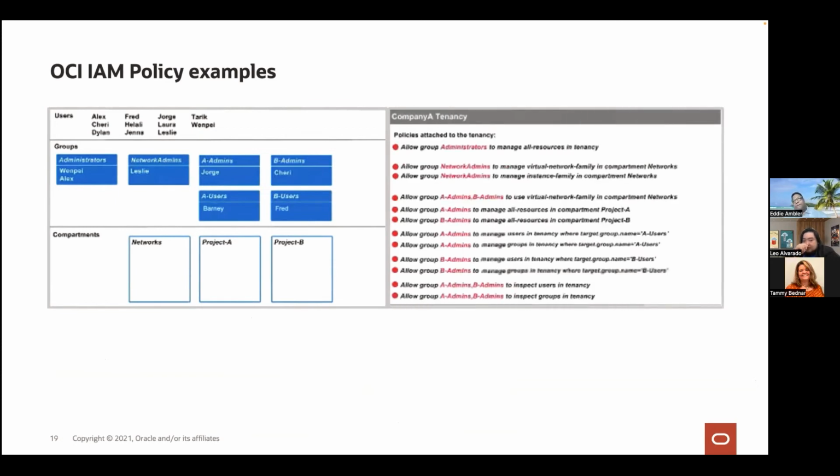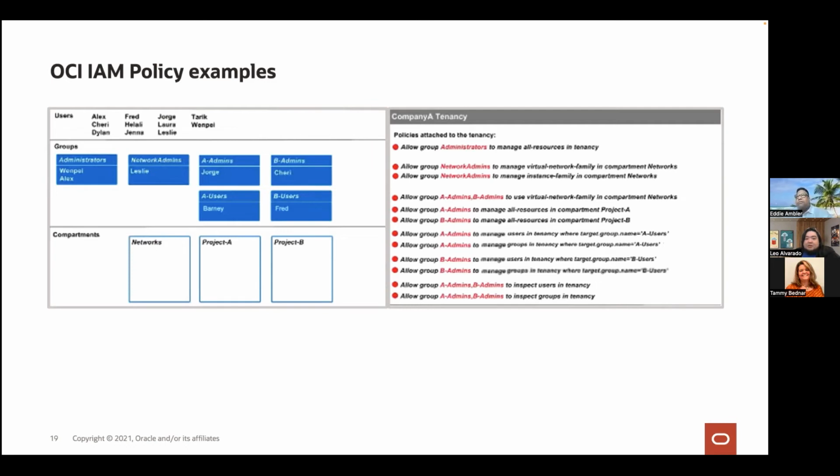Yep. So here you can see you have a different set of users: Alex, Cherry, Fred, Jenna, and so on. And then you have different groups. So you get the administrator group. You also have the network admins group. You've got groups named A admins and B admins, with the groups of A users and B users. And also you've got different compartments specific to your networks, project A and project B. Now on the right, you'll see some examples that show you different verbs or interactions.